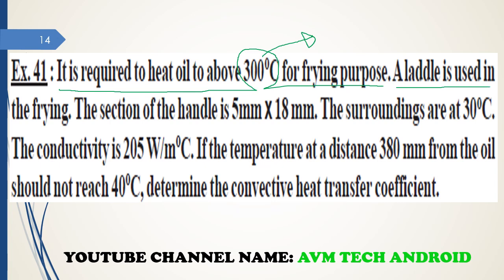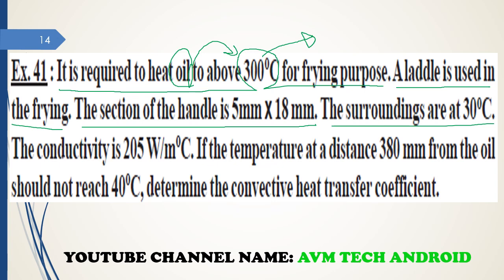So a ladle means a vessel in which we have to go for frying. It is like a vessel which we are using at our home, but that is with a handle. Okay, so a ladle in which we have to put the oil, and the oil temperature we have to reach up to 300 degrees Celsius for frying purpose. Now this ladle has a handle, and the handle cross section is given 5 mm into 18 mm. Now surrounding is 30 degrees Celsius.